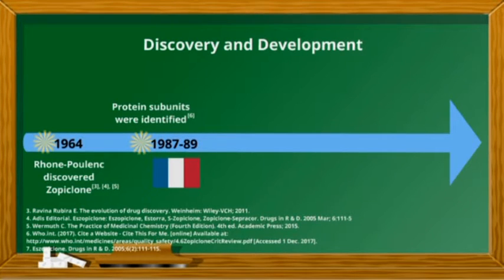Between 1987 and 1989, the different protein subunits that make up the receptor for the inhibitory neurotransmitter gamma-aminobutyric acid, GABA, were identified as alpha, beta, gamma, and delta. These relate to the specificity of drug receptor binding. Zopiclone specifically binds to the alpha subunits, as we'll see later on in the video.